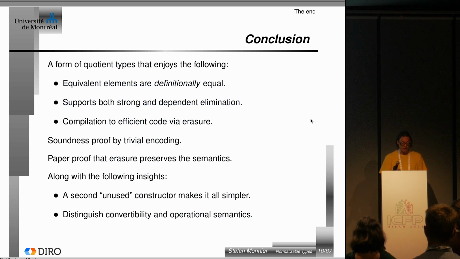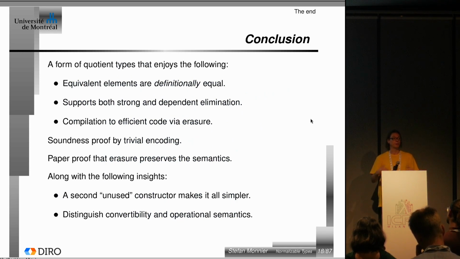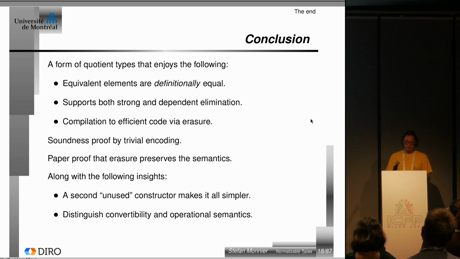And once I've done that, then the rest just falls through, and the proofs are very straightforward. I have a mechanized proof of the encoding, because the encoding is the trivial encoding I've shown before. And I also have a paper proof, not mechanized yet, of the erasure that I use for runtime, where I just completely erase all the quotient manipulation. So the normalization function is literally never called unless you yourself, of course, want to call it. And that still preserves the semantics.